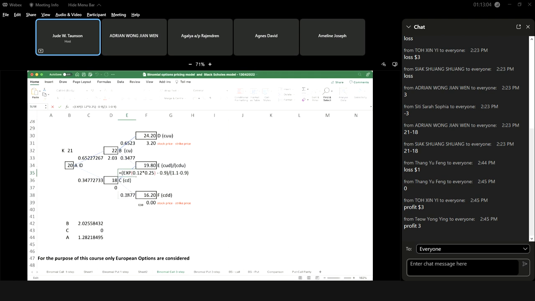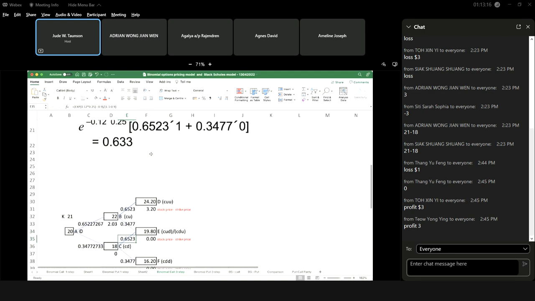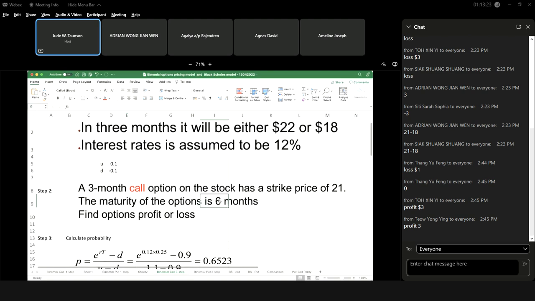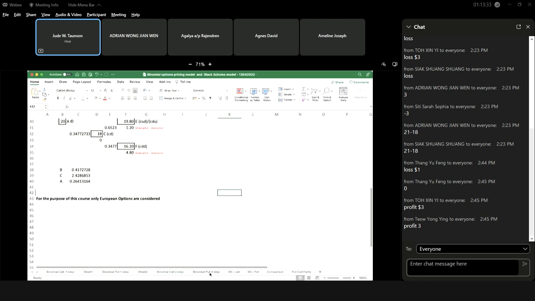Okay, this is the binomial call 3-step. Step 1, 2, 3. The maturity is 6 months. Same problem, you see, maturity 6 months. Sorry, this is not 3-step, this is 2-step. This one is also 2-step.